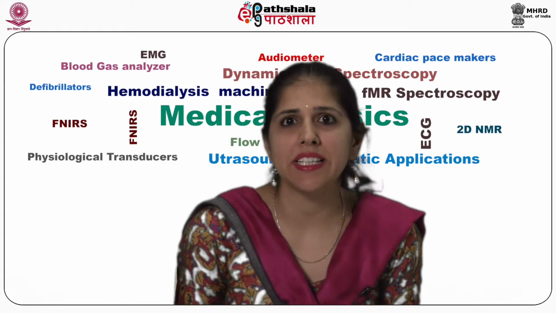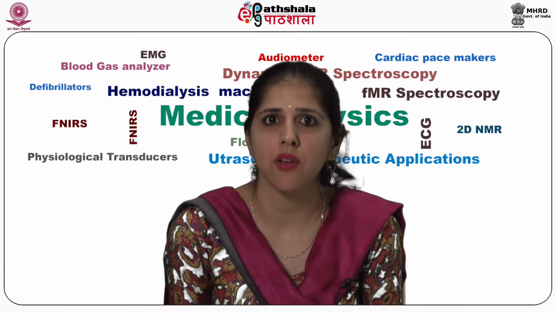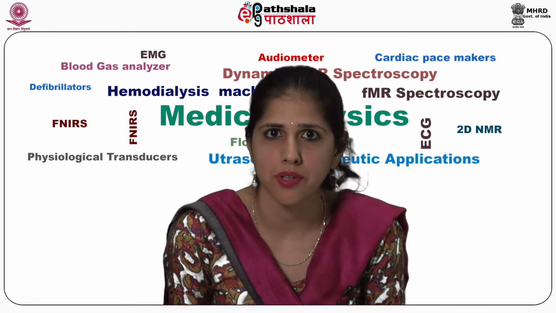What is chronic kidney disease? Kidney is a very vital organ of our body, performing important functions of excretion of waste products from your body. Along with that, it also maintains water and electrolyte homeostasis. Additionally, kidneys synthesize certain hormones as well as certain metabolic functions which are very vital for the body's normal functioning. Now, once your kidneys are affected, all these functions are hampered.